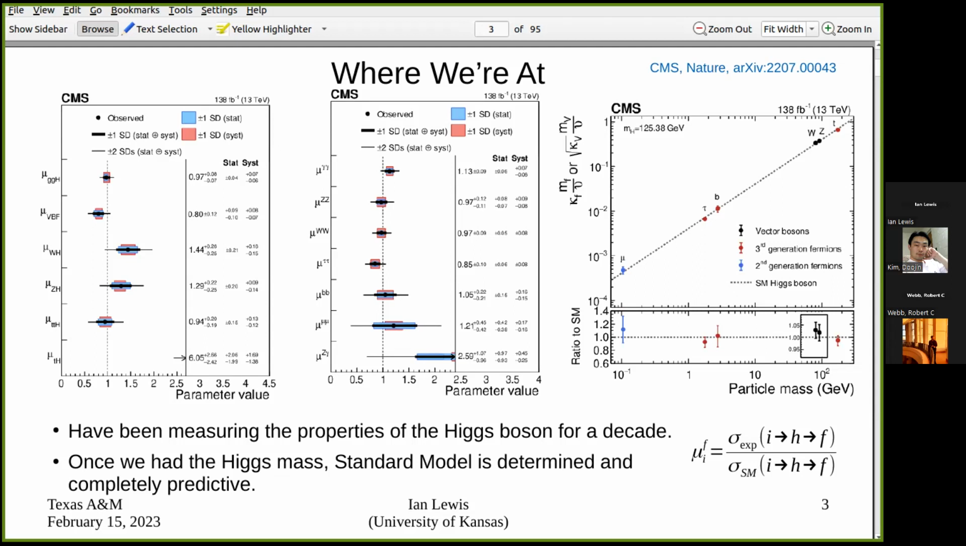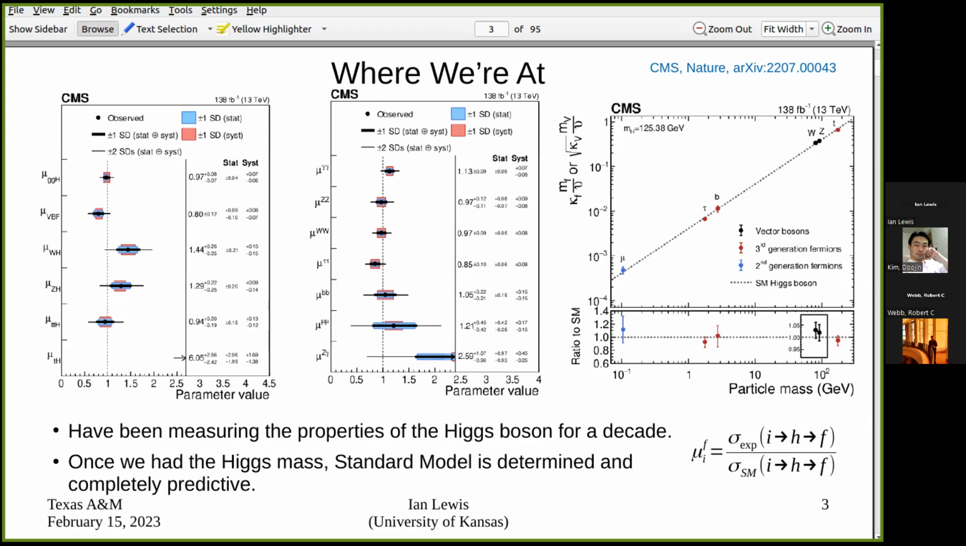So these are different signal strengths from CMS. The left-hand side shows different production modes: the main ones, gluon fusion, vector boson fusion, things associated with the W. It's not so important what all these different things are. The important thing is they're all lining up with 1, which is the standard model value, some of them to about 10%.